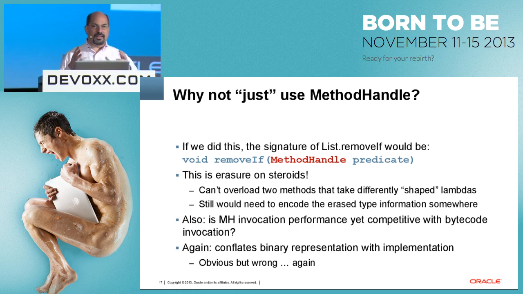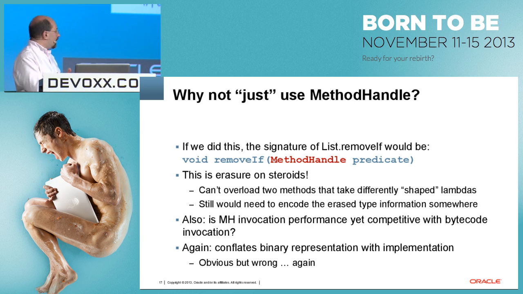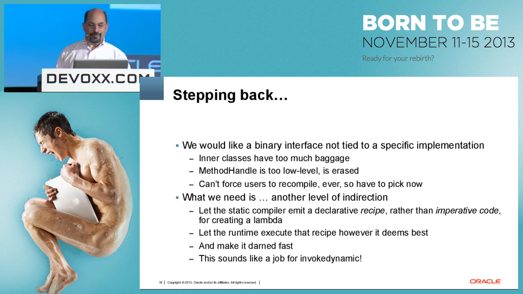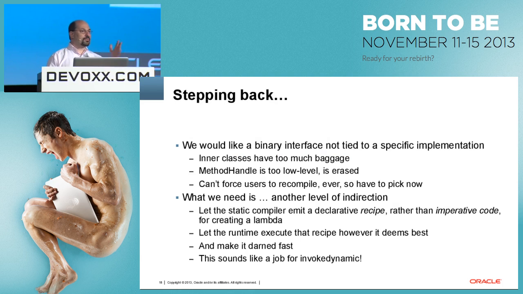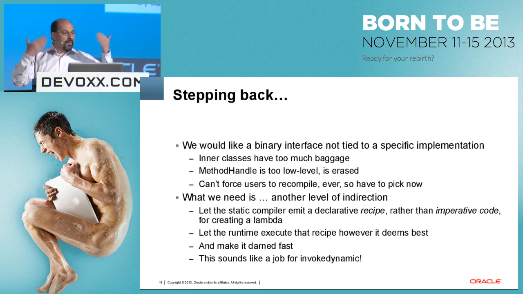So, it seemed like a really good idea. But when you dig through the details, it turns out to offer a bad experience to the user. And again, this approach has the exact same problem as the previous approach, which is we're conflating our binary representation. A lambda is a method handle. That's what shows up in the bytecode signatures, along with the implementation details. So, another obvious but wrong choice. And you wonder why this took so long. We had to work our way through all of these obvious but wrong choices and figure out why they're wrong and then back up. So let's step back a moment.